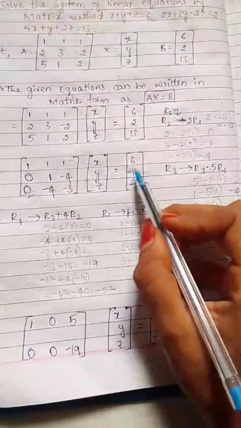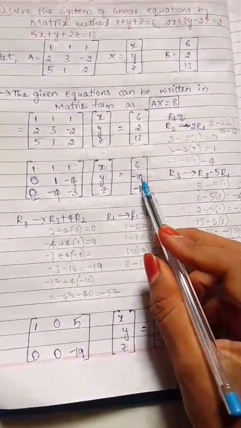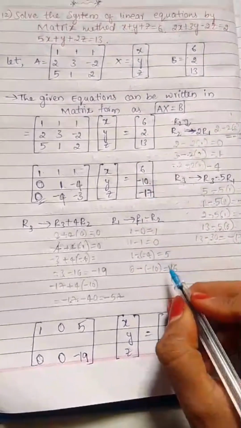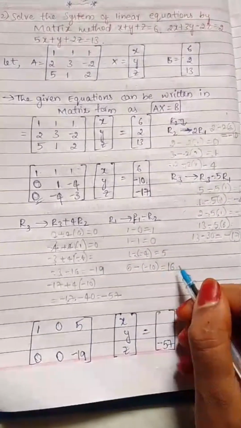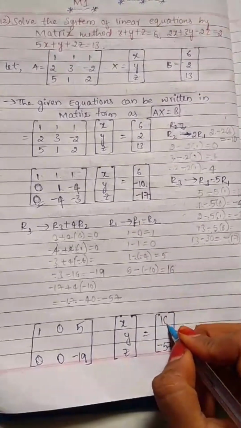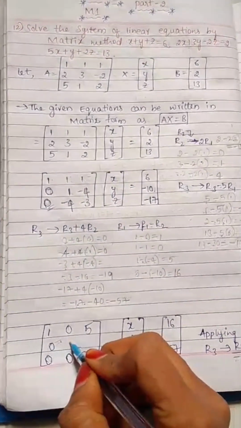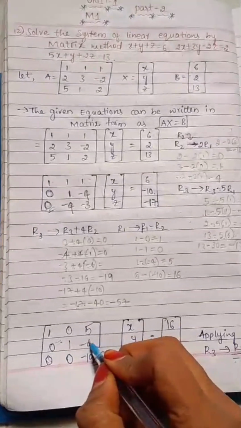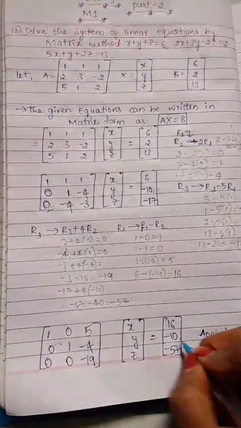I have one more R1 here, that is 6. 6 minus R2 is minus 10, minus of minus 10. That will be 6 plus 10, that is 16. Write the 16 in R1 place. Here, write down the R2 as it is. That is 0, 1, minus 4. And here I have minus 10.